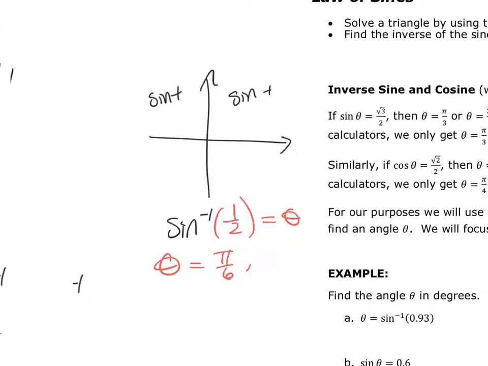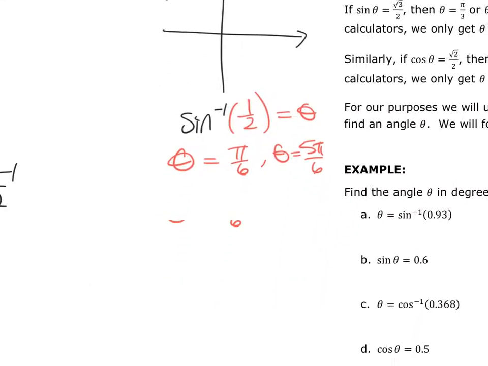But without restricting our domain, which we will, we're not going to do that right now, I also know that would have given me a theta of 5 pi over 6. That's another place in which my sine would have been a positive answer. If I put 5 pi over 6 in my calculator, it's also going to give me a positive answer.